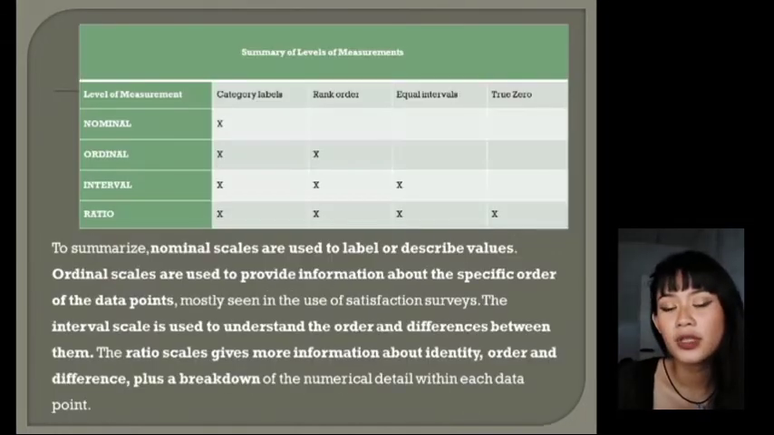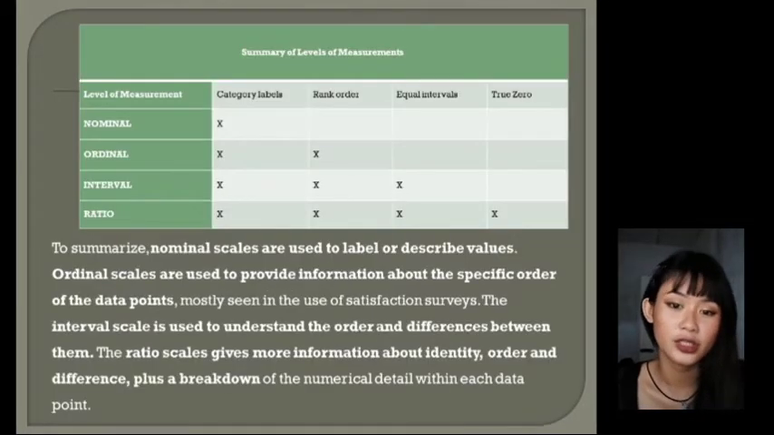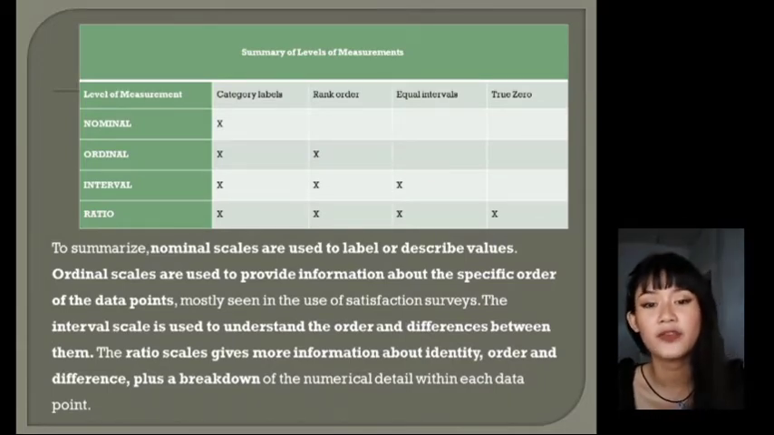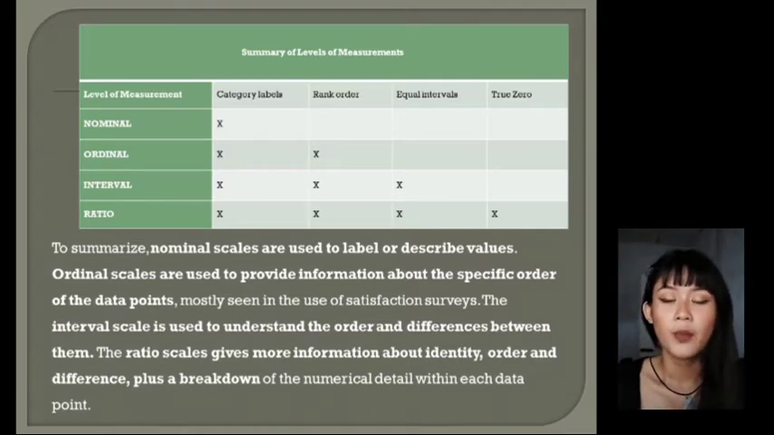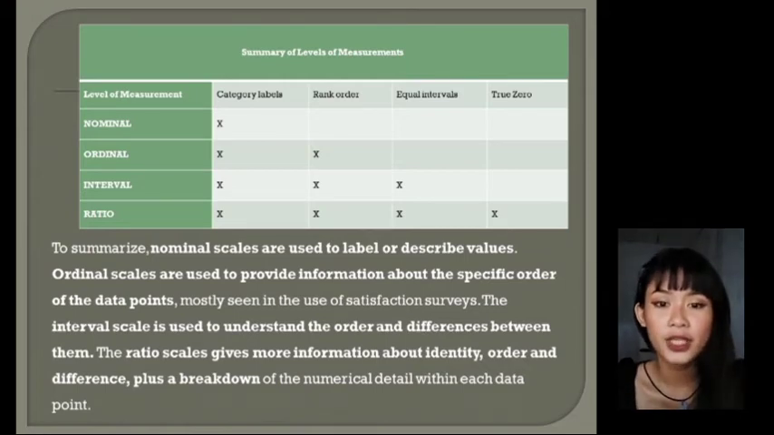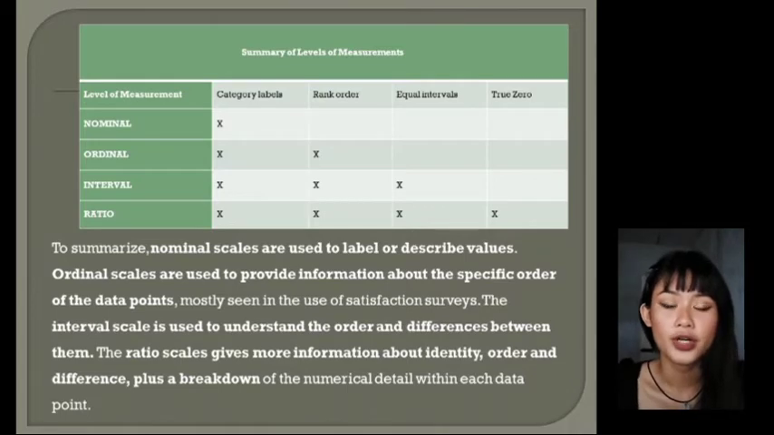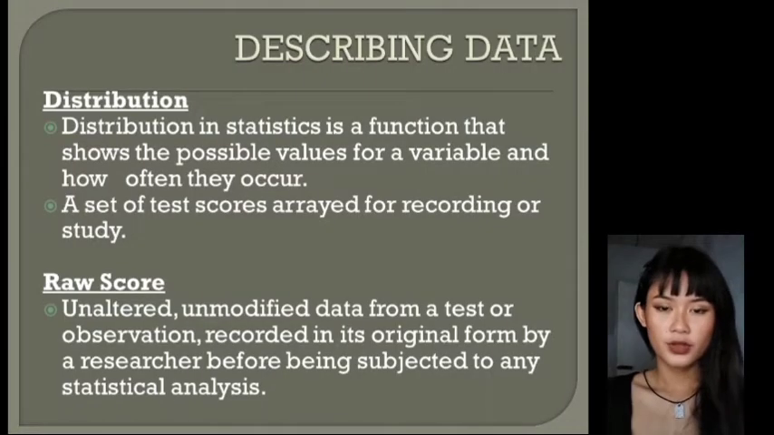To summarize, nominal scales are used to label or describe values. Ordinal scales are used to provide information about the specific order of data points, mostly seen in the use of satisfaction surveys. The interval scale is used to understand the order and differences between them. The ratio scale gives more information about identity, order, and difference, plus a breakdown of the numerical detail within each data point. The next one is describing data.